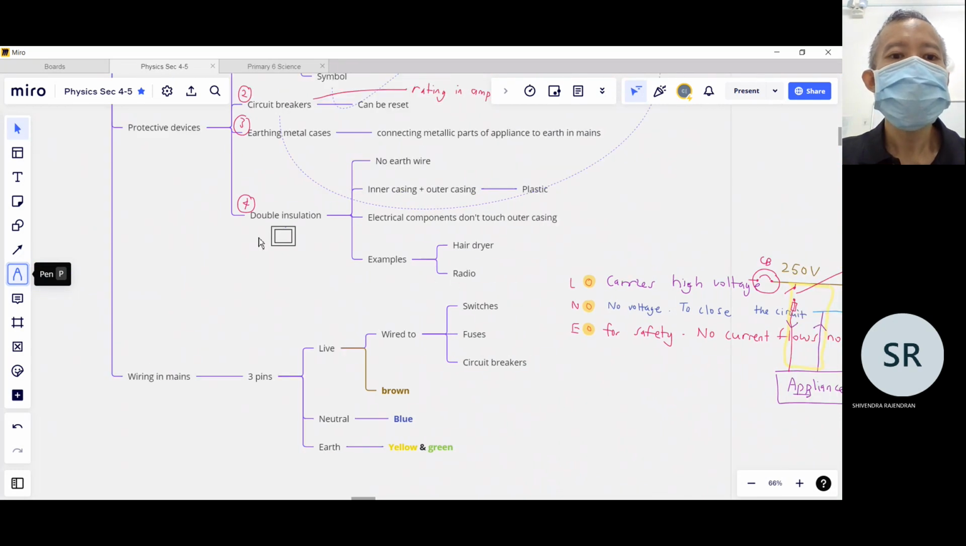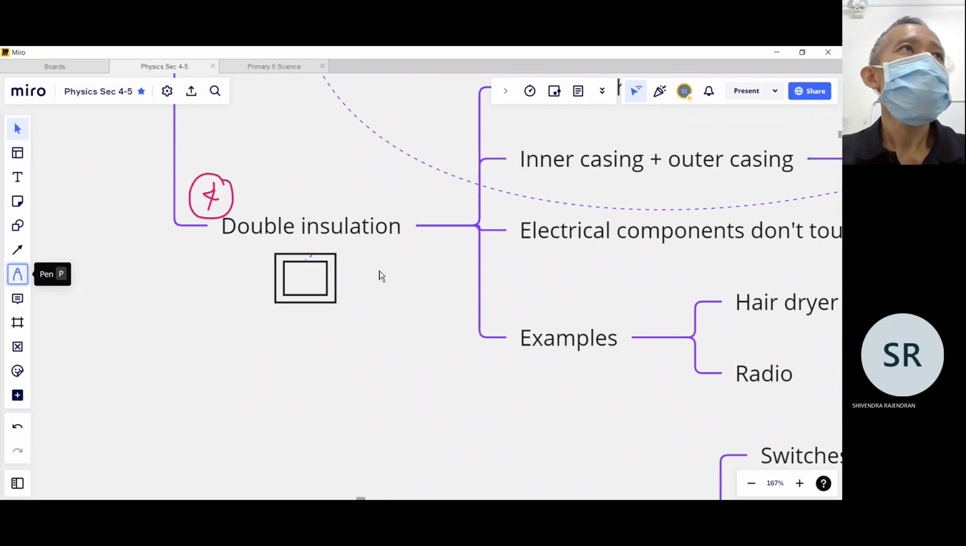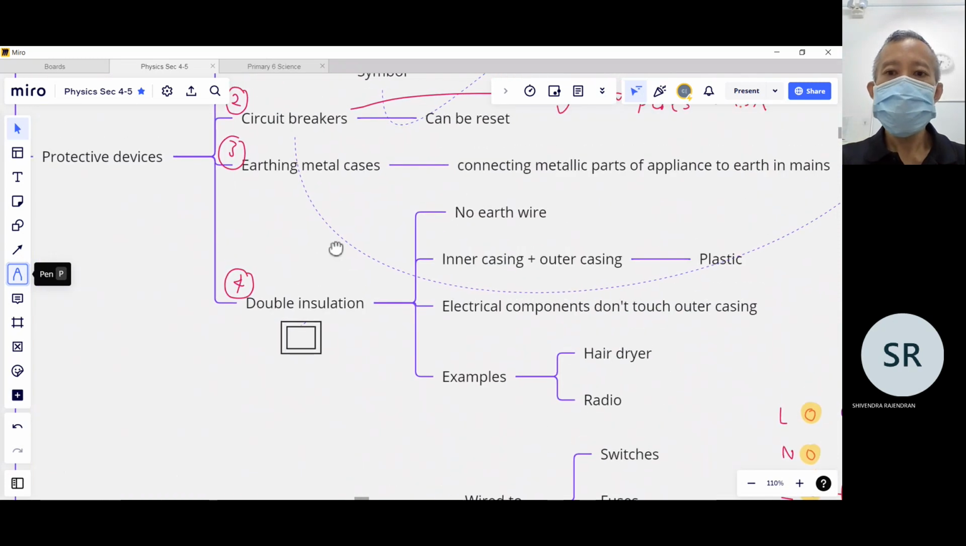Okay, just one last thing. Now, as long as your appliance has double insulation, it has no earth, and vice versa. All right, if your appliance has an earth, it has no double insulation. So they're mutually exclusive.